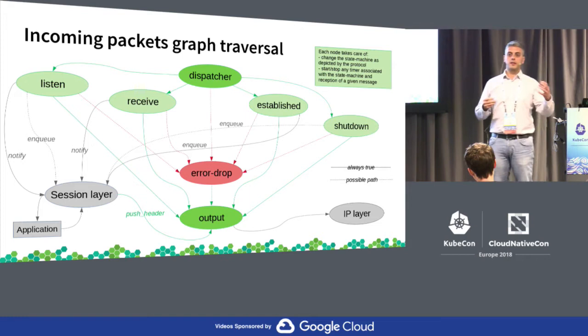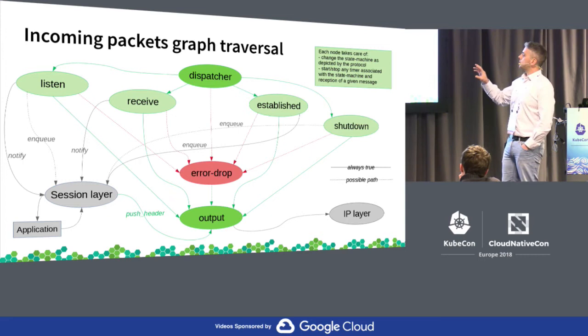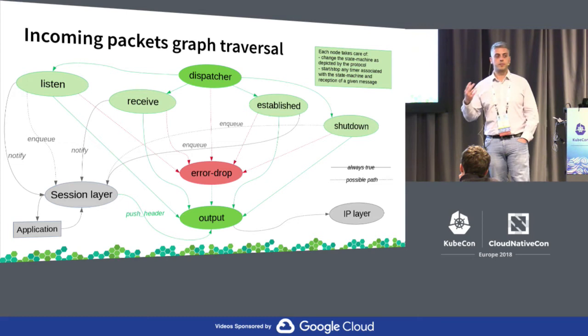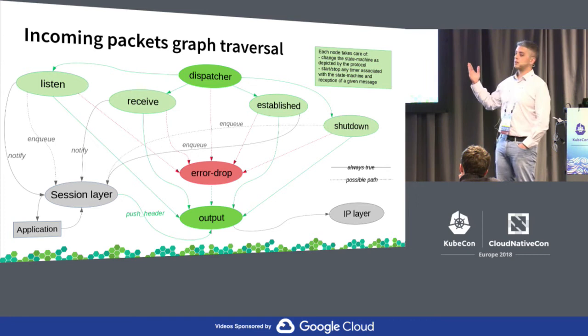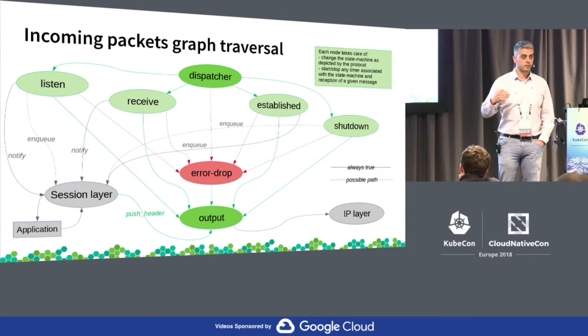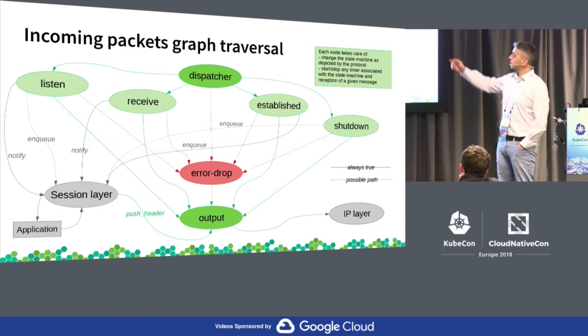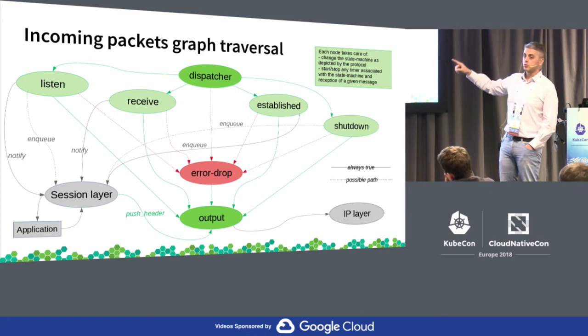The listen node is the one that takes care of the first frame received from a peer when a connection is being established. At this stage, there are three potential things that can happen, because by SCTP protocol definition, there are three things that can actually happen in real life. The first one is that together with the init message, the peer also sends data to us. This is what's called bundling functionality in SCTP. If that's the case, there is a dotted arrow going from listen to the session layer to enqueue the data received up to the application.